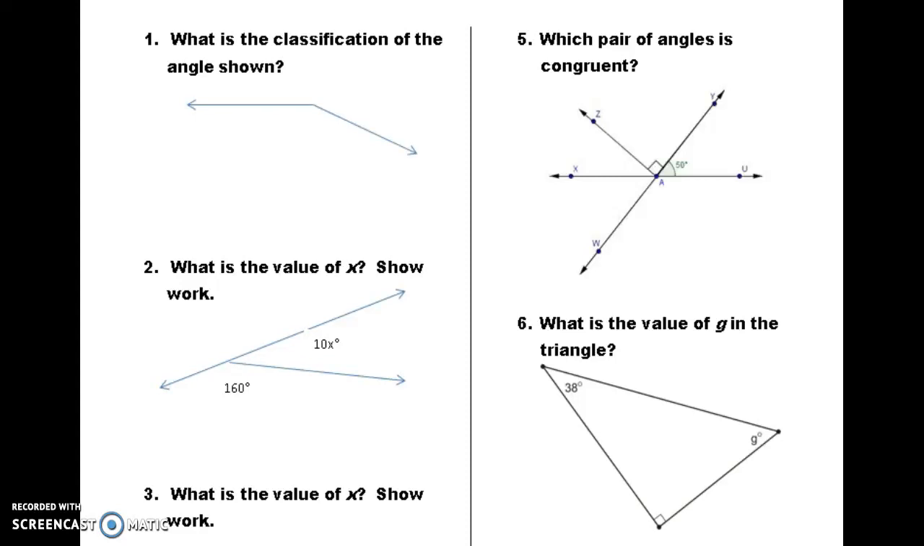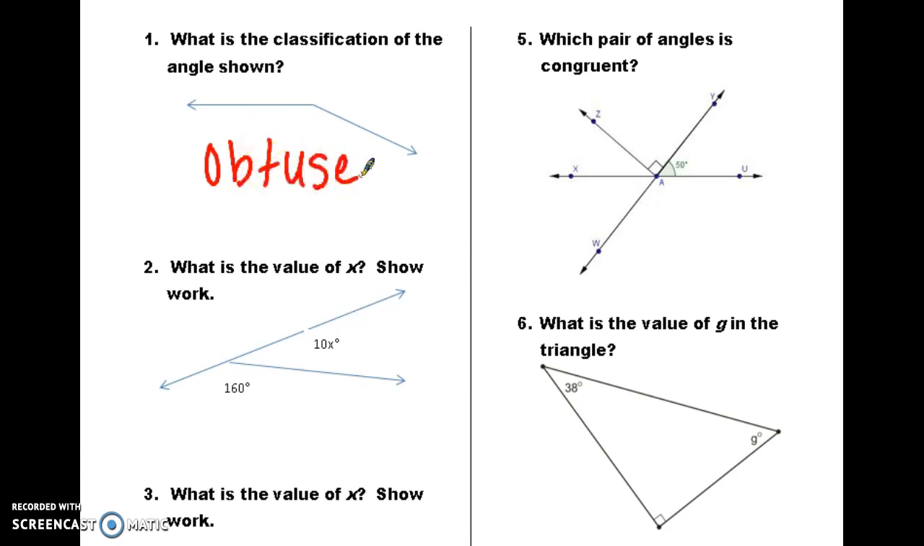Alright, this is the study guide for Unit 4A test. What is the classification of the angle shown? This angle is bigger than 90 degrees, so it is obtuse.